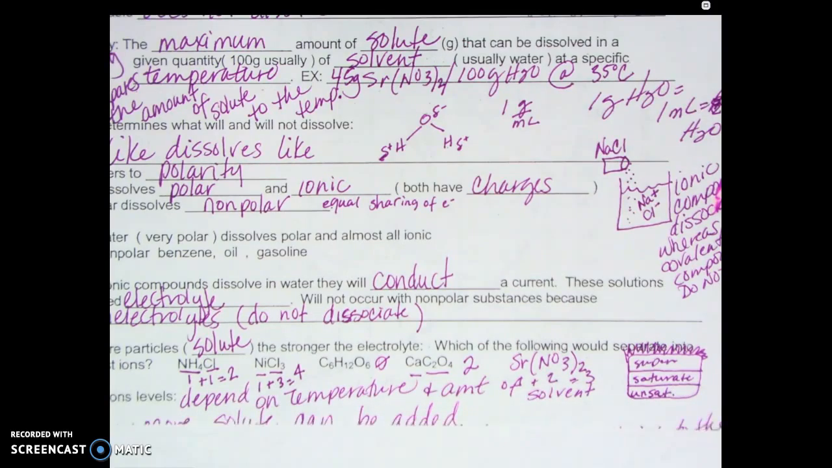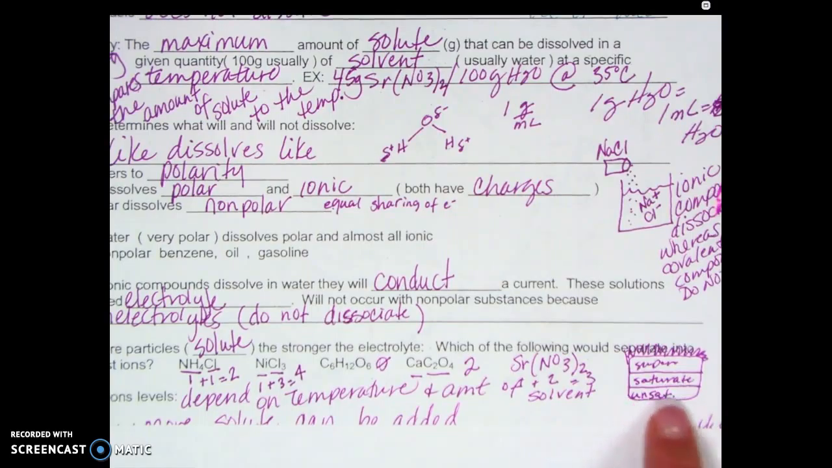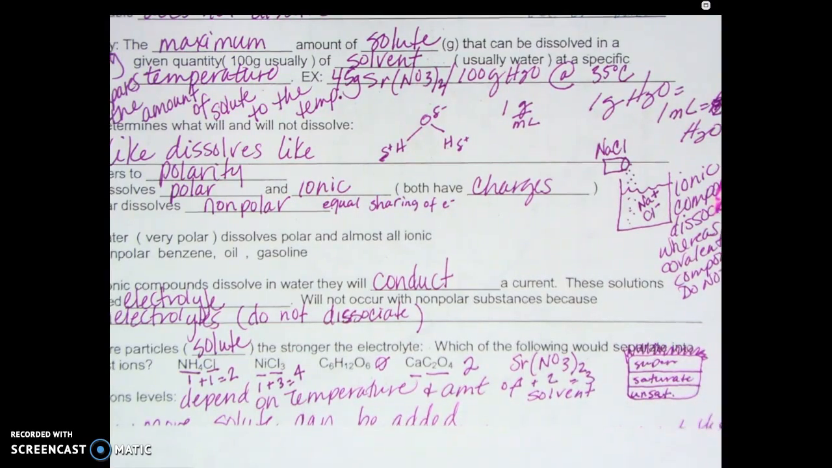The next thing we learned about with solutions is the saturation levels. The saturation level is like a 3-layer cake. The bottom would have just 1 layer of icing. We'd call that unsaturated. The middle layer would have icing on both sides, so that would be a saturated solution. If we added any extra, it would come out of solution, or it would sink to the bottom. The top one would be supersaturated. It has all this extra icing on the bottom. It would be too much.